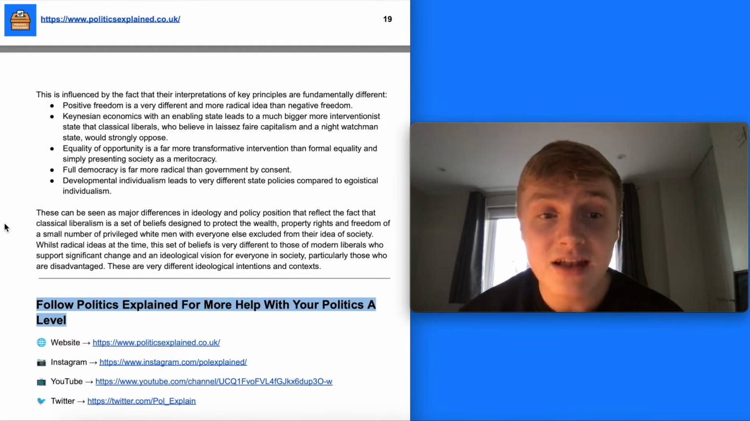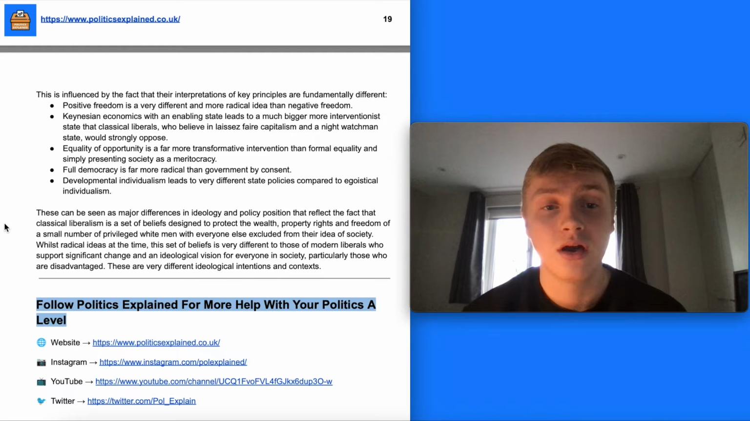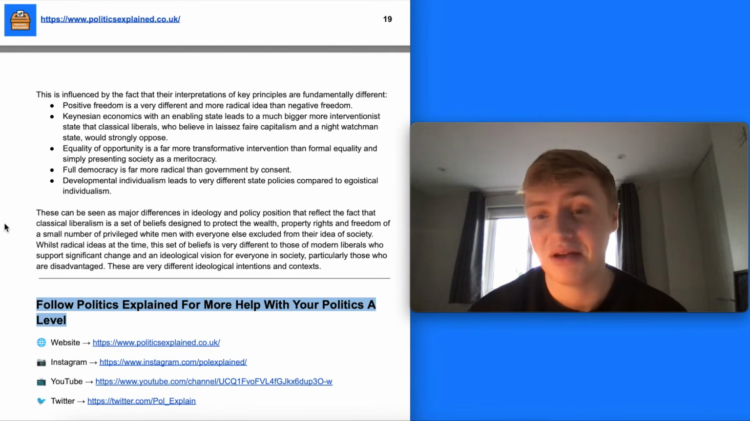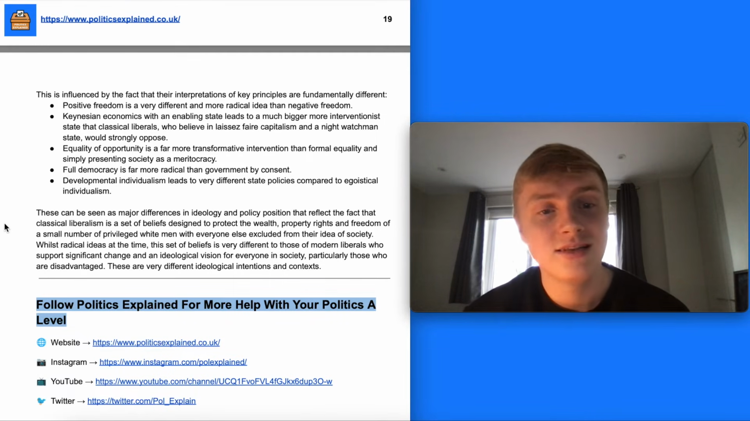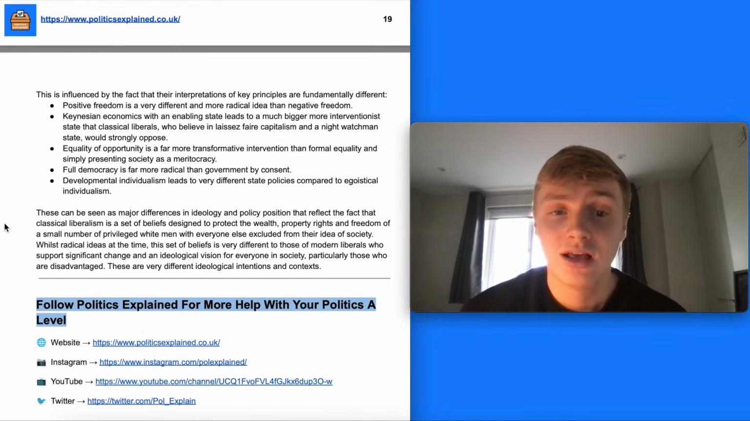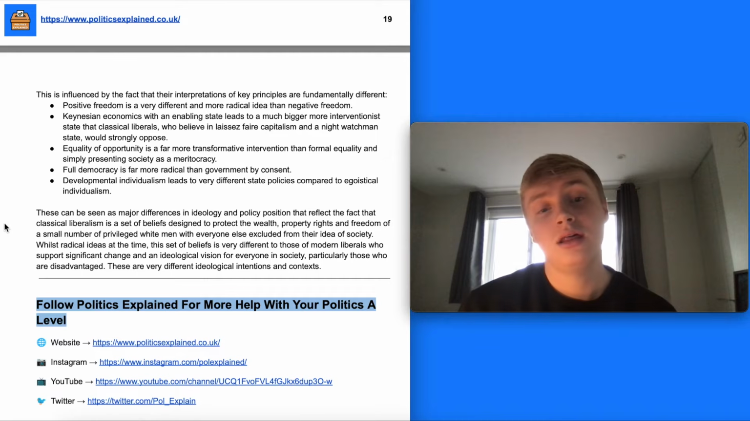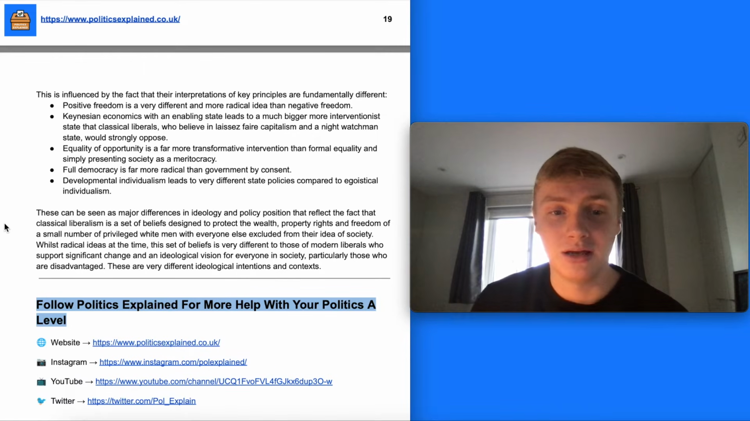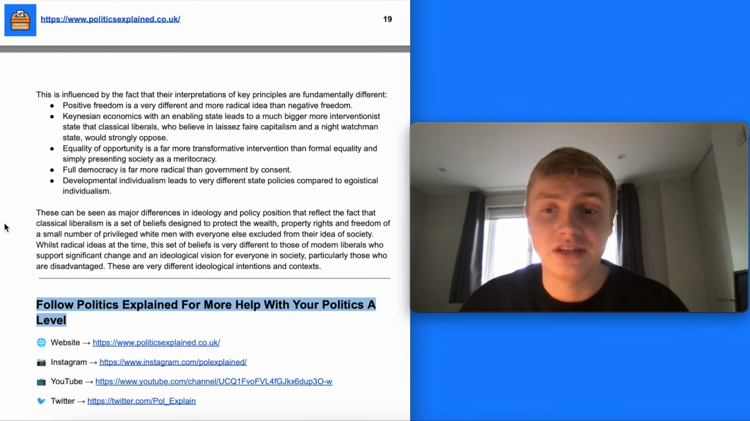And these can therefore be seen as major differences in ideology and policy positions that reflect the fact that classical liberalism is a set of beliefs designed to protect the wealth, property rights, and freedom of a small number of privileged white men, with everyone else excluded from their idea of society. Whilst radical ideas at the time, certainly, especially Locke, writing earlier, this set of beliefs is very different to those of modern liberals, who support significant change and an ideological vision for everyone in society, particularly those who are disadvantaged. And therefore it can be argued that they're very different ideologies, and they're more different than they are similar, even though they're writing in different contexts.